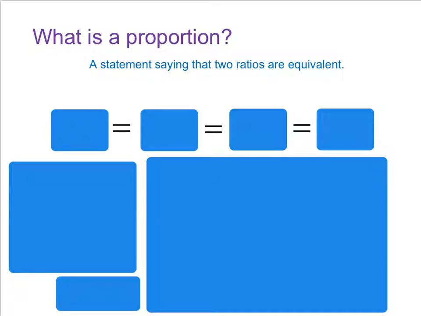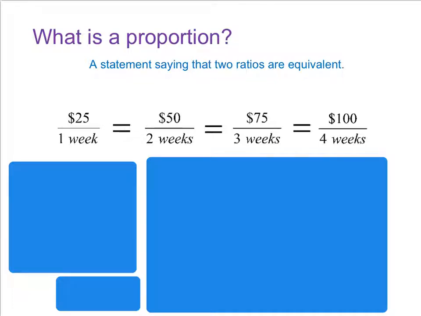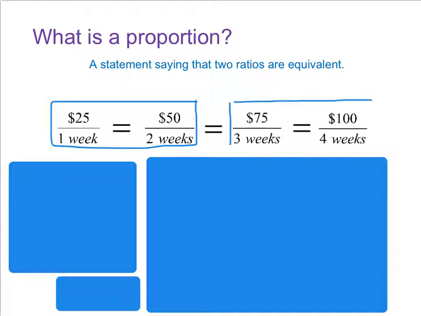So we're going to start with a unit rate, and we'll say it's the rate you earn money for babysitting a week, and we'll start with $25 in 1 week. Using that unit rate, I can find some equivalent rates: $50 for 2 weeks, $75 for 3 weeks, and $100 for 4 weeks. And as I look at these unit rates and rates, I can find some proportional relationships, such as $25 in 1 week is proportional to $50 in 2 weeks, and $75 in 3 weeks is proportional to $100 in 4 weeks.